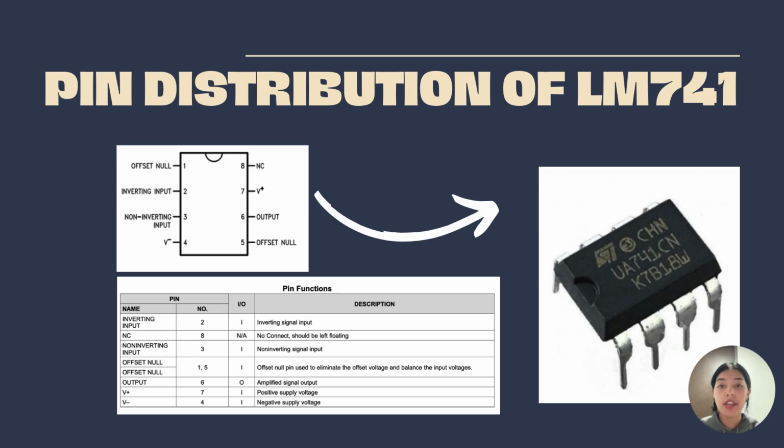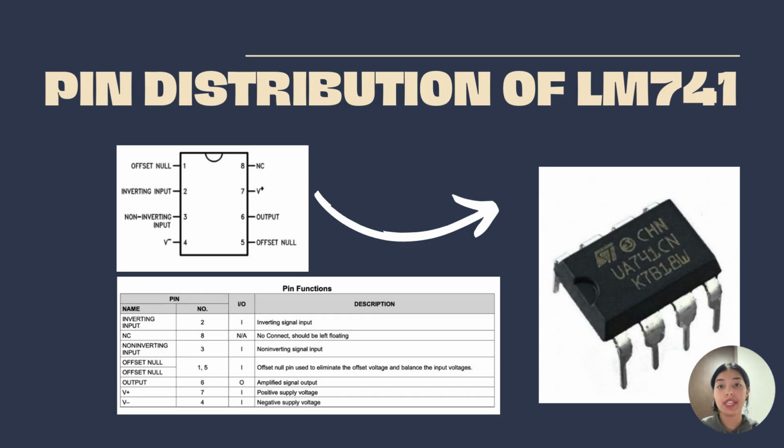The pin number 5 is the offset null. This is similar to pin number 1. It's used for offset voltage adjustment when connected to a potentiometer, and it helps minimize any small differential voltage at the input terminals that could affect the signal accuracy, but it usually is not connected.